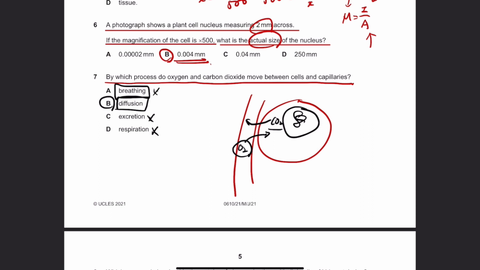Respiration is not correct, although respiration involves both oxygen and carbon dioxide. This is the process of making energy, so it's a release of energy using oxygen and releasing carbon dioxide as well. So strictly speaking, it doesn't actually talk about the movement of oxygen and carbon dioxide between the cells and capillaries. So the better answer, or the best answer, is B for this question.